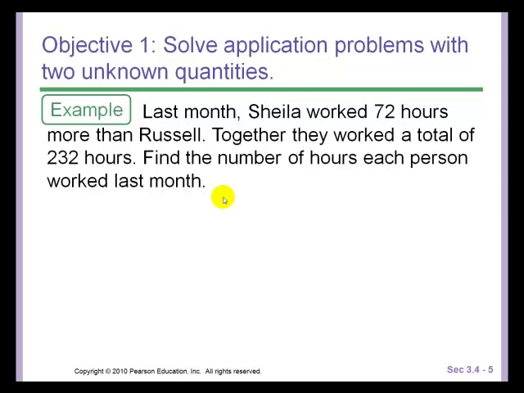Let's look at an example. Last month, Sheila worked 72 hours more than Russell. Together they worked a total of 232 hours. Find the number of hours each person worked last month.